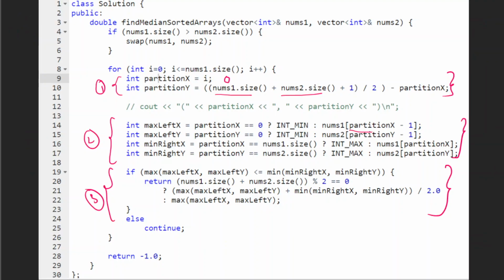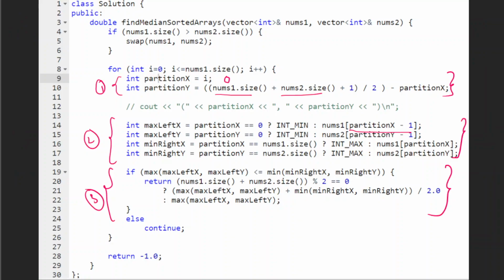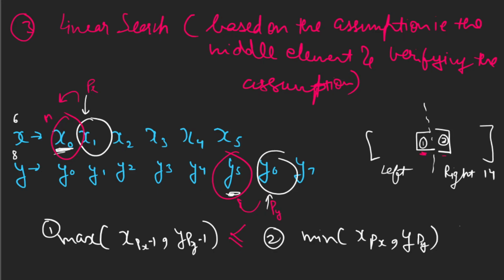We are taking the partition of x minus 1, right? This is the partition of x, and this is the partition of y, and the one element in the previous element, that is why we are decrementing it by 1. So previous partition of x minus 1, and then partition of y minus 1, so it's going to be our max left x, max left y. So this is our max left x, and this is our max left y.